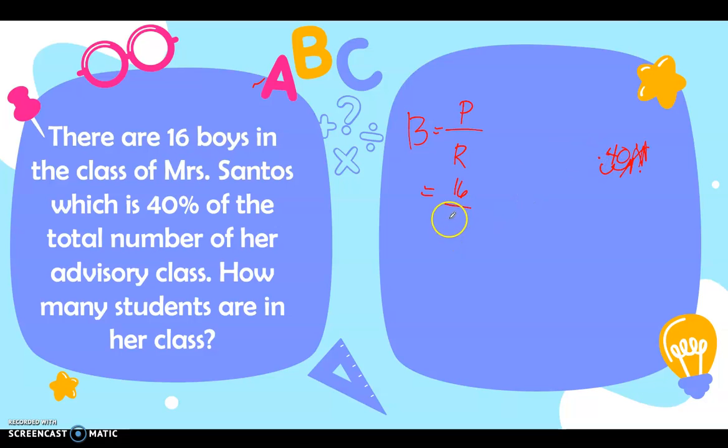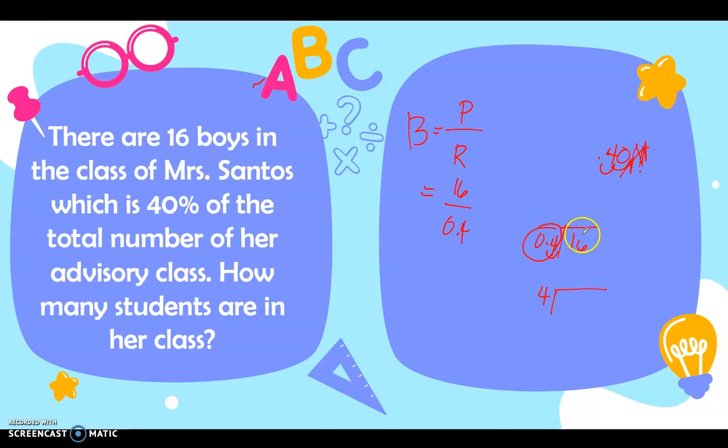Now our decimal number is 0.40 or 0.4. Okay, so it's still equal. And then we divide 16 divided by 0.4. Now in dividing, when the divisor is a decimal number, you have to make it into a whole number by moving the decimal point of 0.4 one place to the right. So this is now the whole number. And since you moved the decimal point in the divisor, you also have to move one place to the right in the dividend.